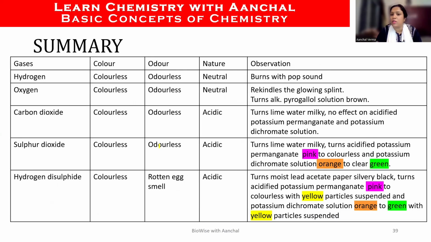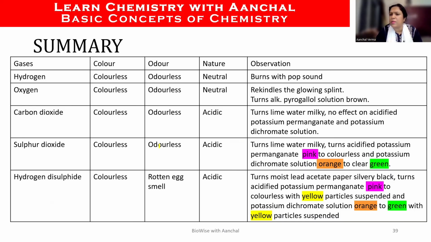Hydrogen: colorless, odorless, neutral gas, which burns with a pop sound. And you can also add, it burns with a pop sound, and the glowing splint, no, it extinguishes. It's a non-supporter of combustion also. Oxygen is a colorless, odorless, neutral gas, which rekindles the glowing splint, also turns alkaline pyrogallol solution brown. Carbon dioxide is a colorless, odorless, acidic gas which turns lime water milky, no effect on acidified potassium permanganate and potassium dichromate solution.